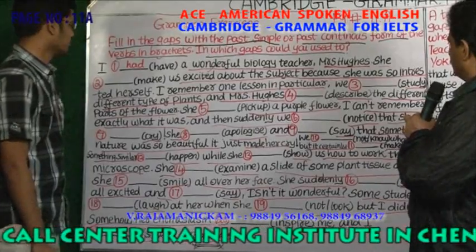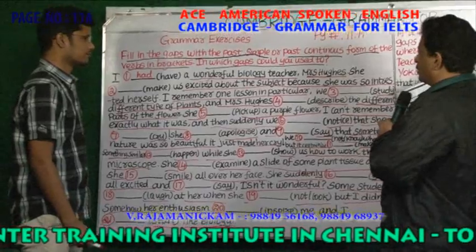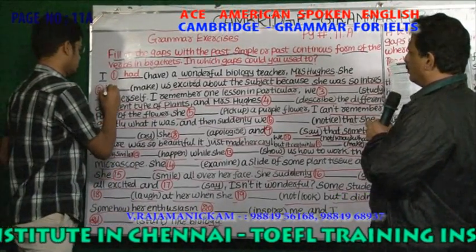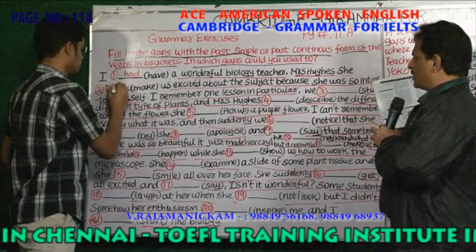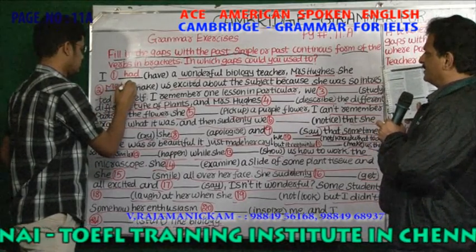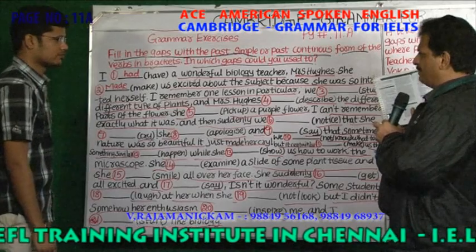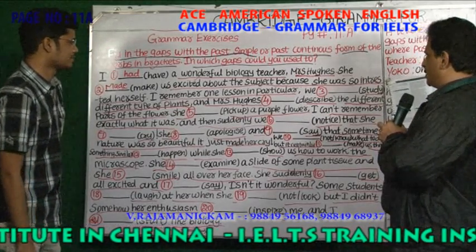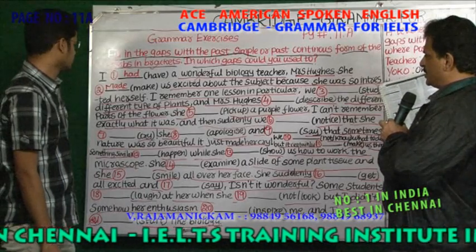Teacher Mr. Hughes, she. Number 2, what is the answer? Made us excited about the subject or was making us excited about the subject. What is the correct answer, sir? Made. Are you sure? Why made us excited? Because in the past, she made us excited about the subject because she was so interested herself.